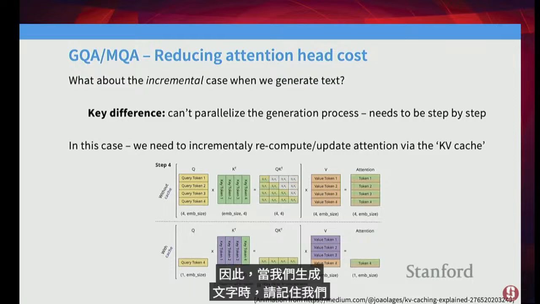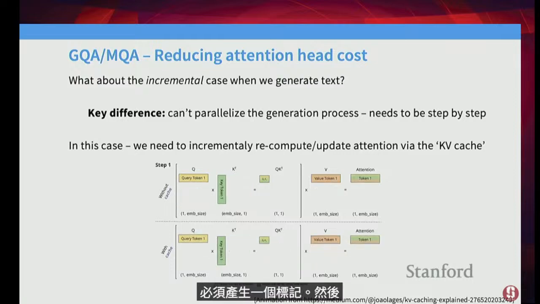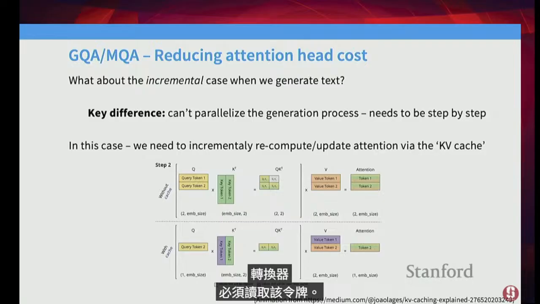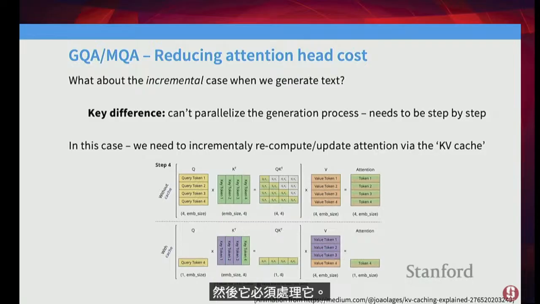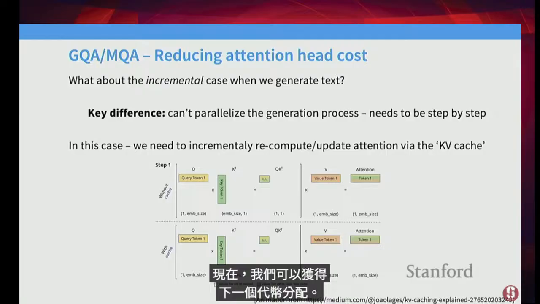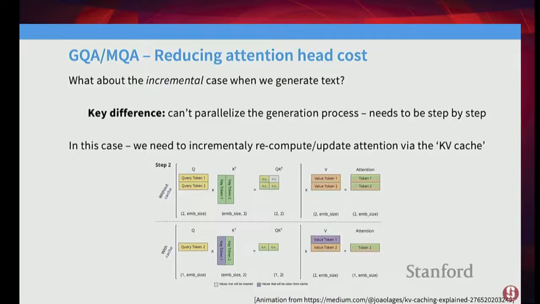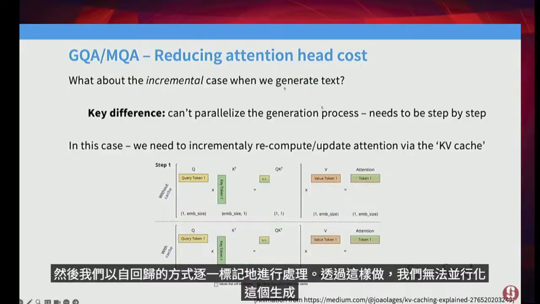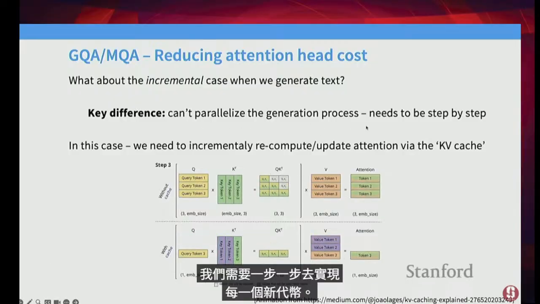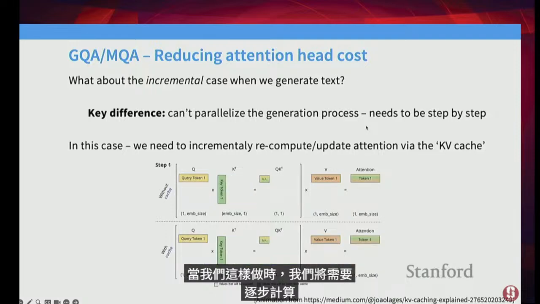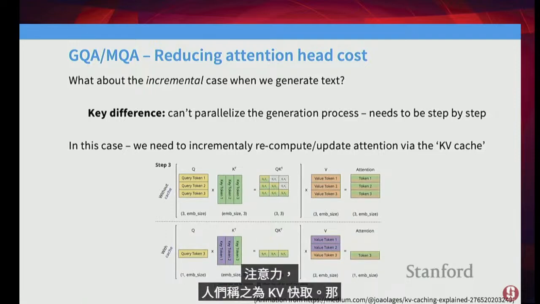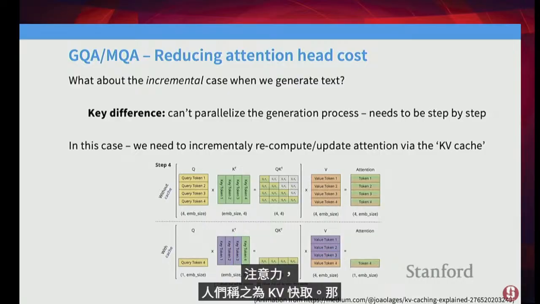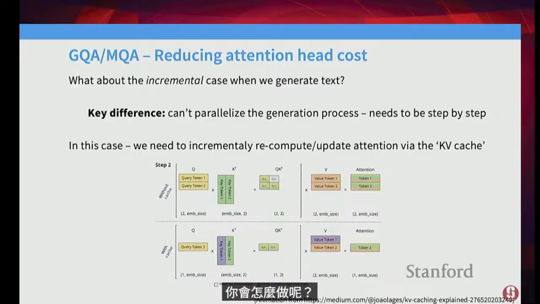So when we're generating text, remember that we have to generate a token, and then the transformer has to read that token and process it, and now we can get the next token distribution. Then we do things auto-regressively, one token at a time. By doing this, we can't parallelize the generation process. We need to go step by step for every single new token. And when we do this, we're going to need to incrementally compute attention, an idea that people call the KV cache. And so what do you do?